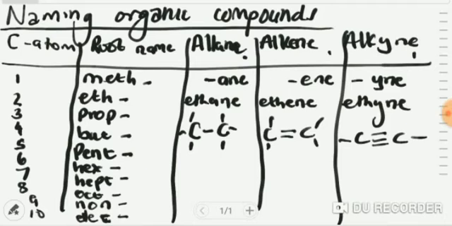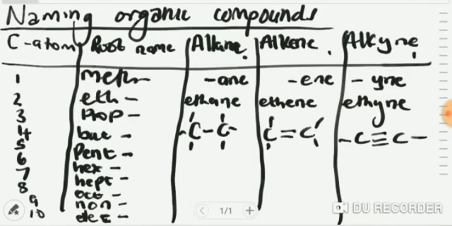So let's go back to our parent name. If it has one carbon, it's called a meth. Right? It can be methane. It can only be methane because it cannot have double bonds since it only has one carbon atom. It's not bonded to other carbons.